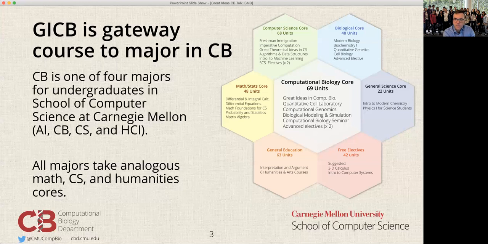Here is just a high-level overview of our curriculum that is divided into cores, with Great Ideas in Comp Bio being the gateway course to the major. Students declare their major during their first year spring. And so it allows students to get exposure to computational biology before they decide whether or not they choose to major in it. We have an additional major program and a concentration for students who are not majoring in Comp Bio as well. And then for students who do decide to take the major, just as an aside, they receive equivalent computer science and quantitative training, and everybody in the school has the same general education humanities requirements.